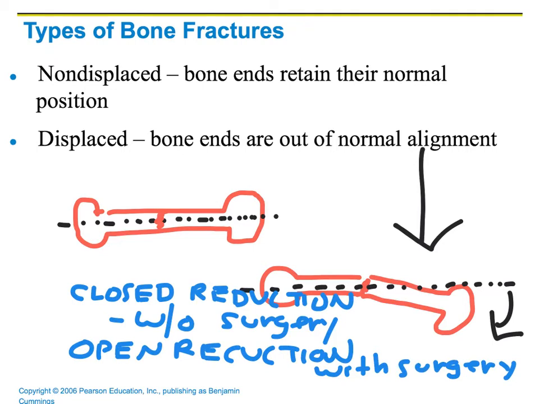Nevertheless, whether it's closed reduction or open reduction, either one of those two is going to be required if you have a displaced fracture. A non-displaced fracture would not require what we call reduction. Although it certainly would potentially require a cast, it doesn't require this more dramatic intervention.